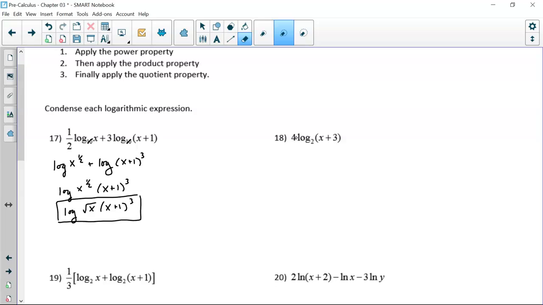Number 18. The coefficient becomes our exponent. So it's the log base 2 of x plus 3 to the 4th. That's all we needed to do. That problem is finished.